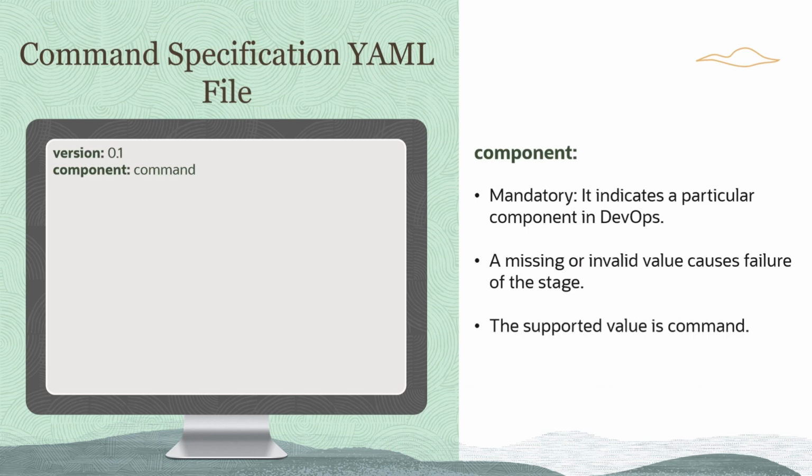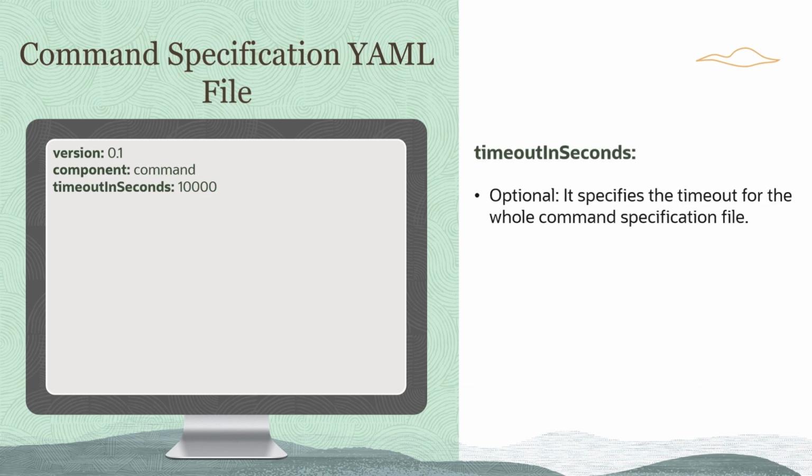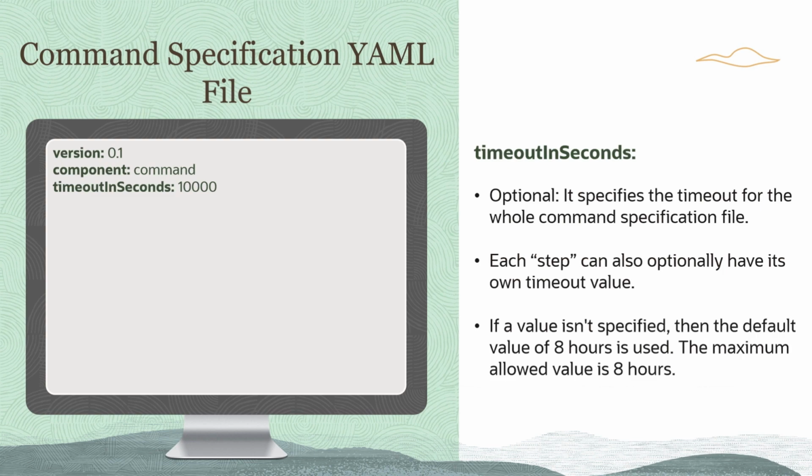The supported value for component is command. Moving on, timeout in seconds is an optional parameter that allows you to specify the timeout for the entire command specification file. If a value isn't specified, the default timeout of 8 hours is used. The maximum allowed value for timeout is also 8 hours.